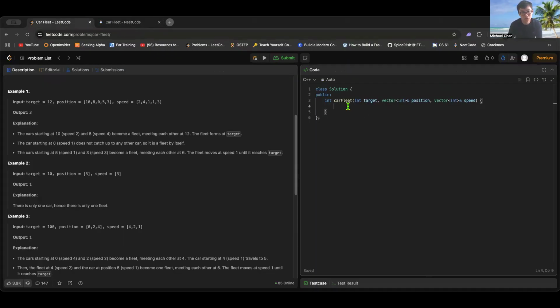So I just need a vector that is time, for i equals 0, i smaller than speed.size, plus i.